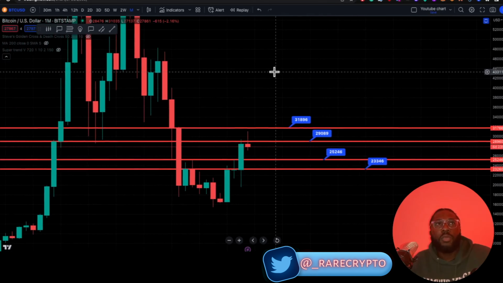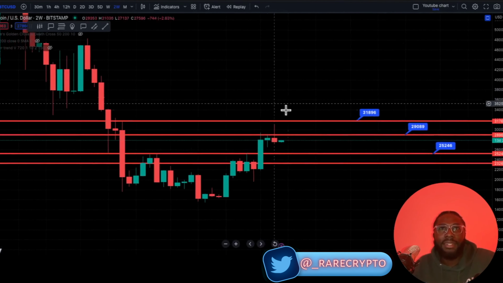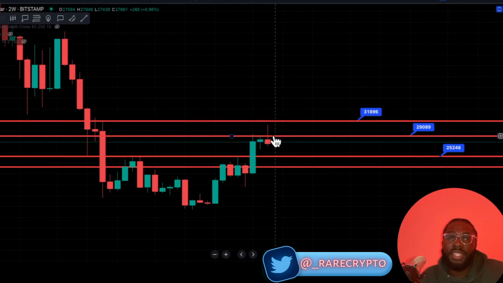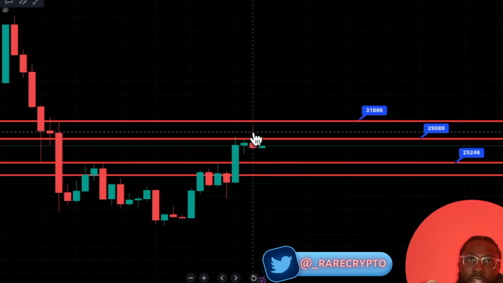Alright, let's switch our time frame. Let's go to the 2-week chart. We are respecting that resistance line that we set, as we can see here, and we can see on the 2-week chart that people took profits above that 29K area due to that particular wick.